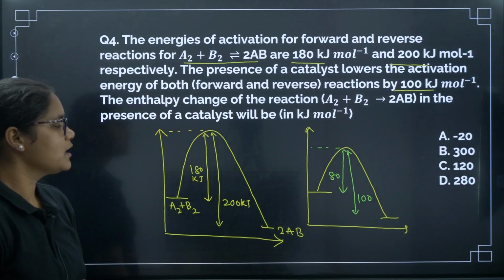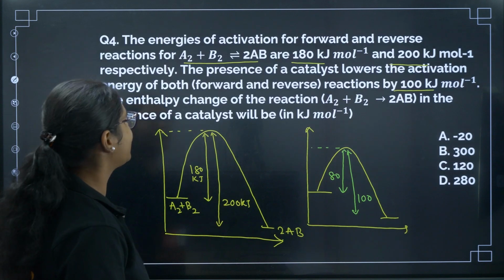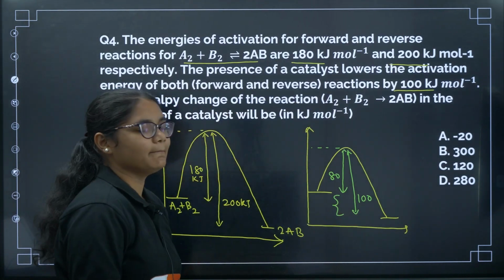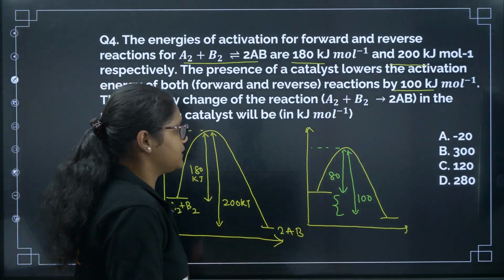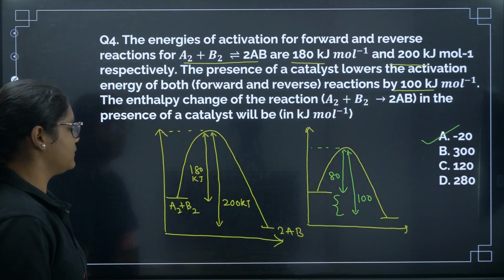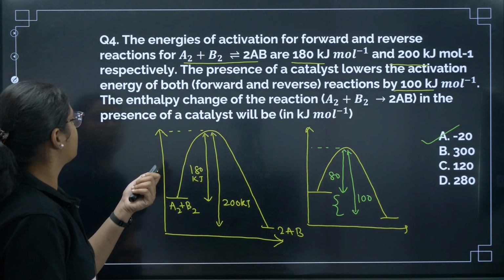right? Clear? Now if you see, the question is asked, what is the enthalpy change of the reaction? So the enthalpy change of the reaction will be minus 20, okay? 80 minus 100, that is your minus 20. So the correct answer for this question will be option number A, okay? So that is correct.